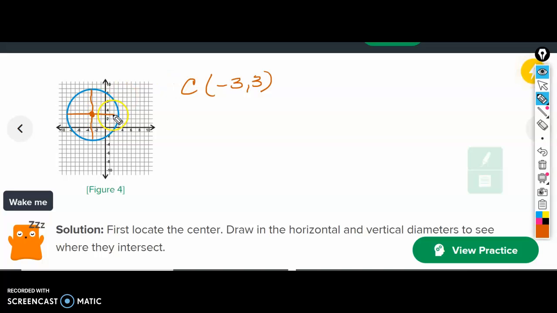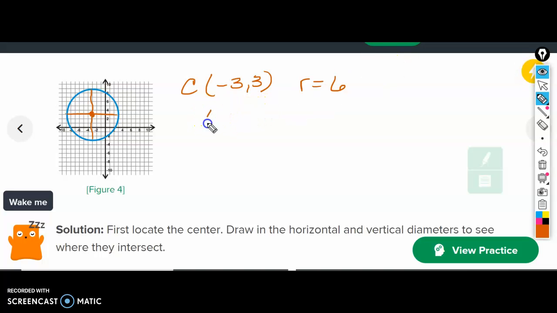My radius, I would count horizontally 1, 2, 3, 4, 5, 6. And I want to check the other side. 1, 2, 3. Oops, lost count. 1, 2, 3, 4, 5, 6. So my radius is 6.